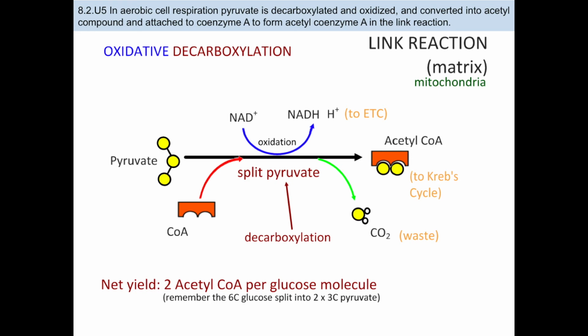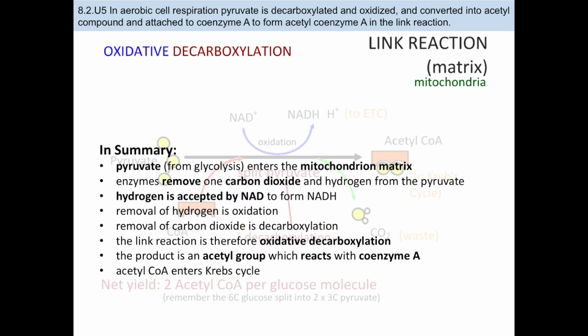Okay, so the products again are NADH plus H plus, acetyl coenzyme A, and carbon dioxide. It says here 2 acetyl coenzyme A because how many pyruvates per glucose molecule? 2 pyruvates, right? So each pyruvate can form acetyl coenzyme A. The total amount of acetyl coenzyme A is 2.